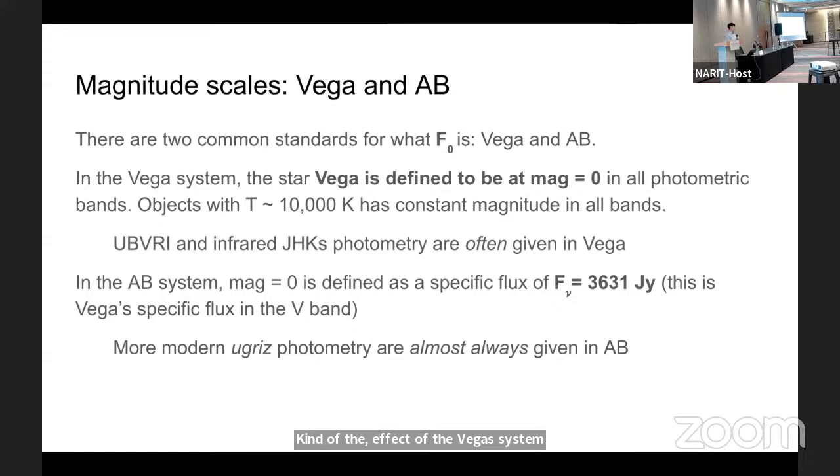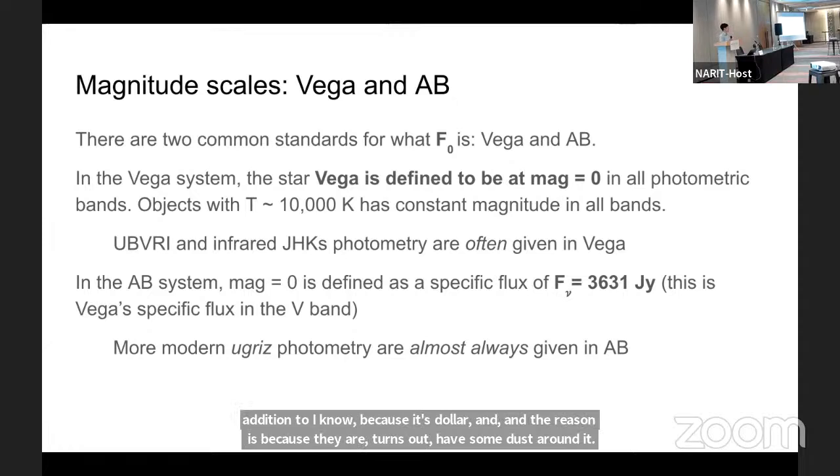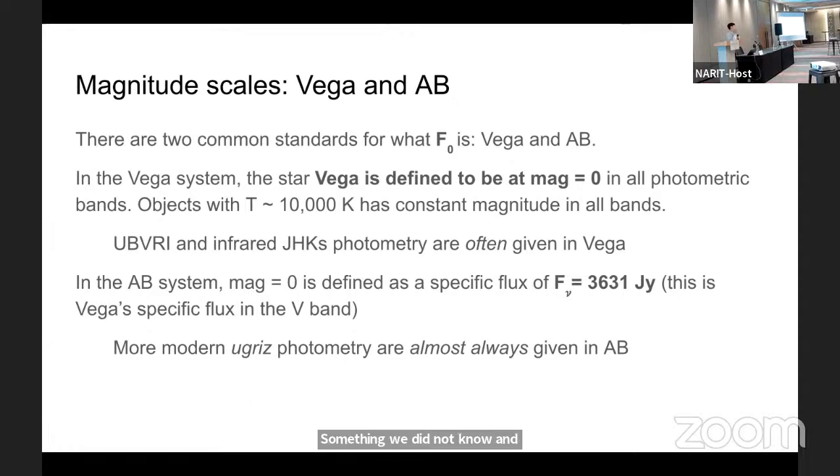When it does not work very well is in the infrared. The reason is that Vega gets quite a lot fainter in the infrared, and it actually has infrared excess in addition to its stellar emission, because Vega, it turns out, has some dust around it. This is something we did not know when this system came about, but now we have to deal with it: the zero point of Vega in the infrared is not very physical.